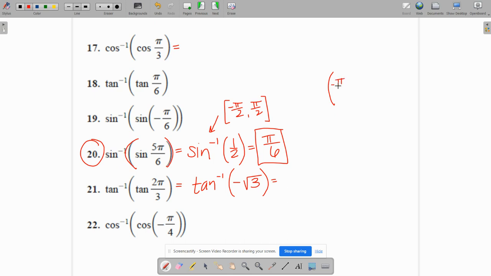It's going to be in parentheses, but negative pi over 2 to pi over 2. So which of these angles would actually have that? It would actually be something with a denominator of 3, but it's going to be negative pi over 3 because it's going to be in the fourth quadrant. So again, you can't just say, oh, these cancel, because that's incorrect.